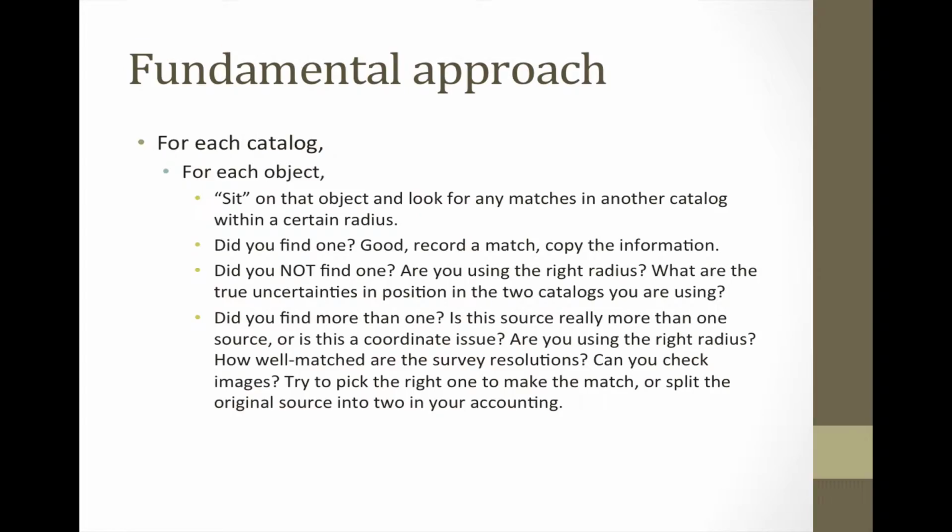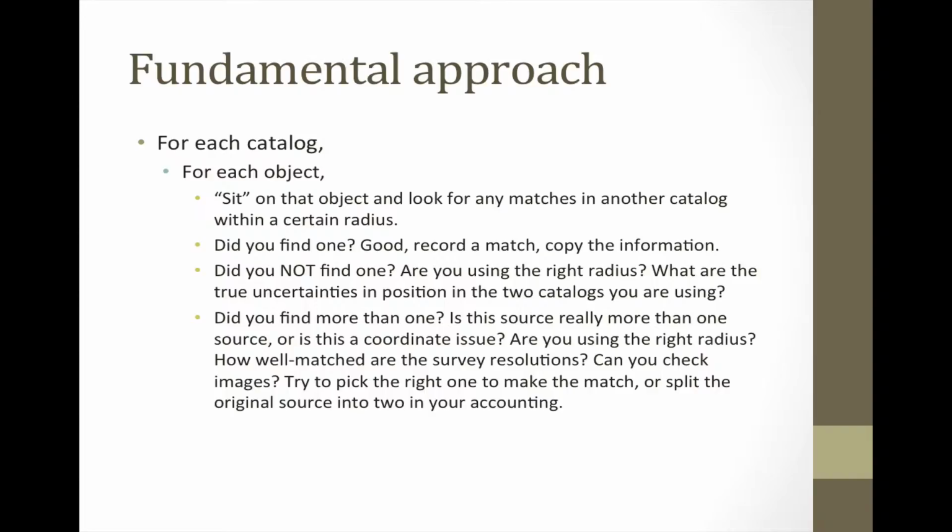So the fundamental approach to band merging is you write code that says for each catalog that you have, for each object in one of those catalogs, you metaphorically sit on that one object and go look for any other matches within a certain radius in another catalog. And if you find one, then that's good. You say, okay, I found a match. Let's copy all that information over onto the virtual baseball card or the virtual row in the table.